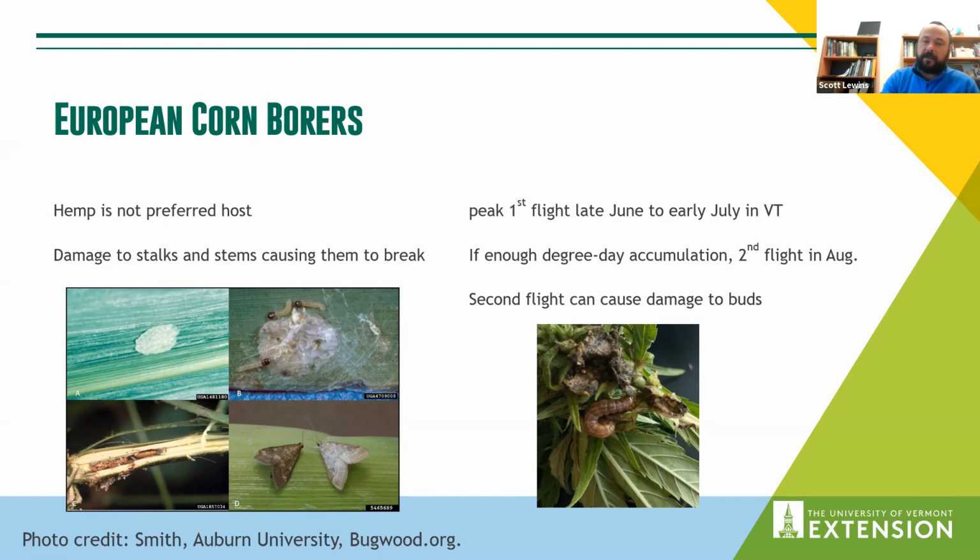The second flight, those moths that lay eggs, they're laying on more mature plants that have flowers that are starting to be developed. And so there's an image here of a European corn borer in a hemp flower, and you can see they just make a complete mess of the flower. There's all sorts of webbing and frass, insect poop, and so makes that bud completely unmarketable.